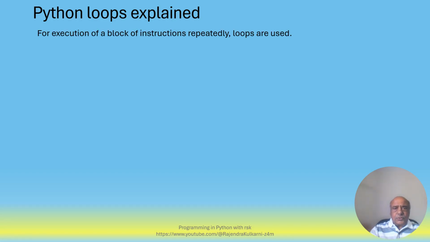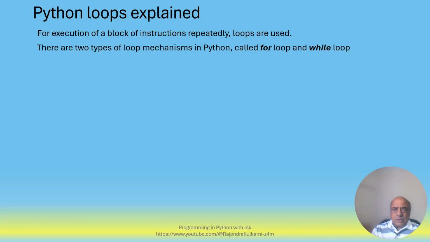Loops are used to execute a block of instructions repeatedly in our program as per the requirement of our logic. Python has two types of loops. One is called for loop and the other is called while loop.